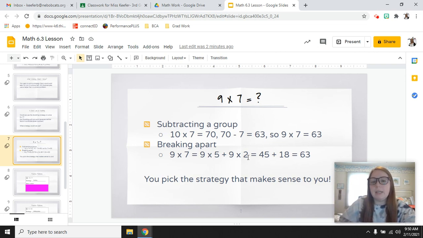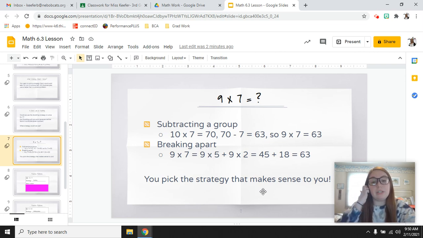It's a quick fact. Then you have the breaking apart strategy. So 9 times 7, well, I could break it apart into 9 times 5 plus 9 times 2. So I broke apart the 7 into 5 and 2. 9 times 5 is 45. 9 times 2 is 18. 45 plus 18 would be 63.